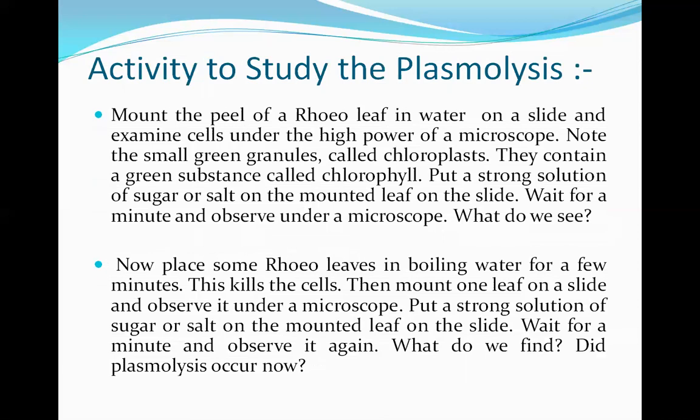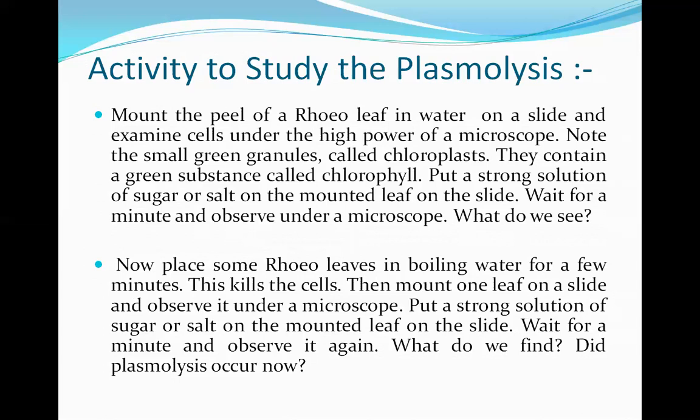So here is the activity to study plasmolysis. This activity we will do with the help of the Rhoeo leaf. Rhoeo is a plant leaf. Mount the peel of the Rhoeo leaf, meaning after staining, we prepare a slide of the Rhoeo leaf in water on a slide, and examine these cells under the high power of a microscope. Note the small green granules called chloroplasts.